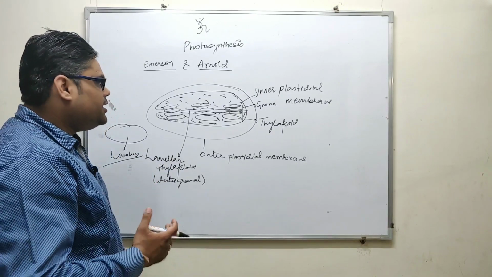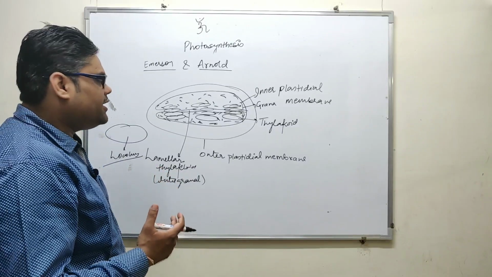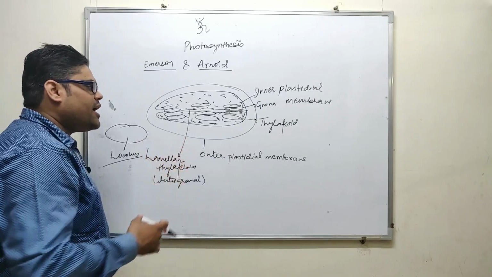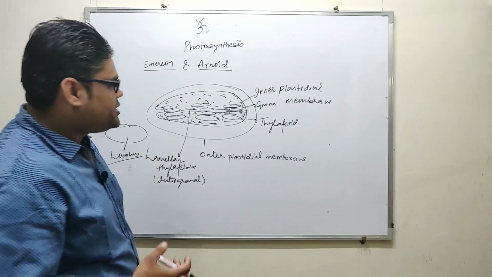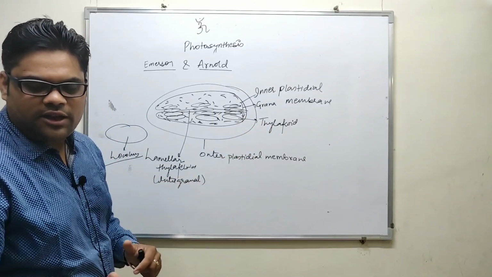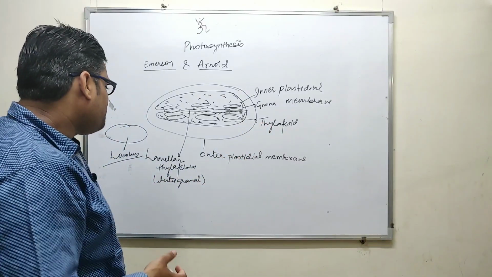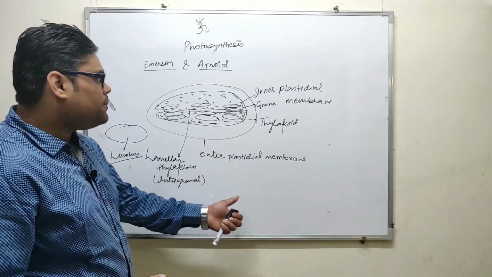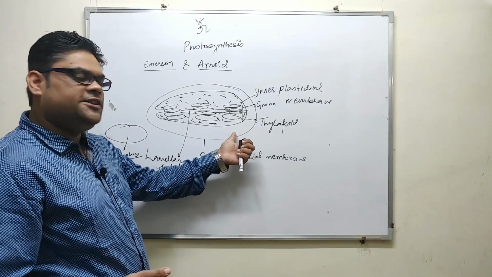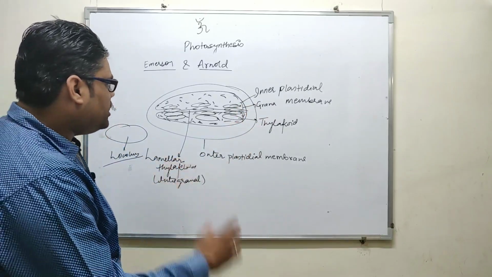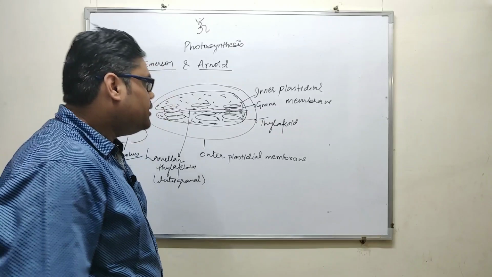Getting my point? These appressed and non-appressed parts are the site for the different types of photosystems. Now we have granal thylakoids and stromal thylakoids. This is granal thylakoid and the others are stromal thylakoids. Then intergranal thylakoids, outer plastidial membrane, interplastidial space, inner plastidial membrane. So this is the overview of the anatomy of the thylakoid.